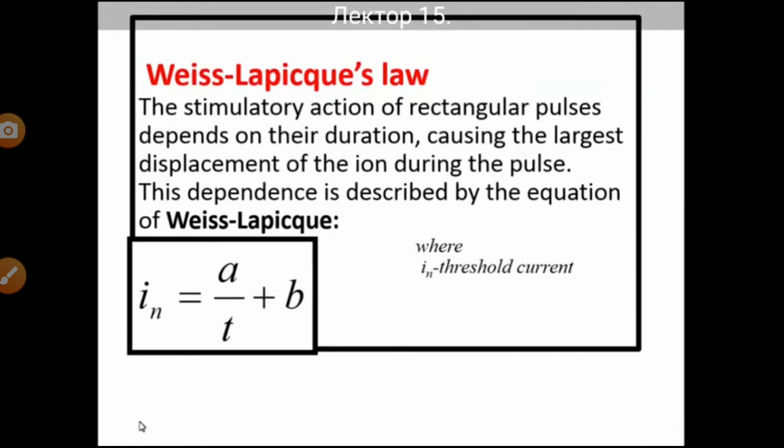All this information about the Weiss-Lapicque law you write in your copybook. This mathematical description you write in your copybook too.